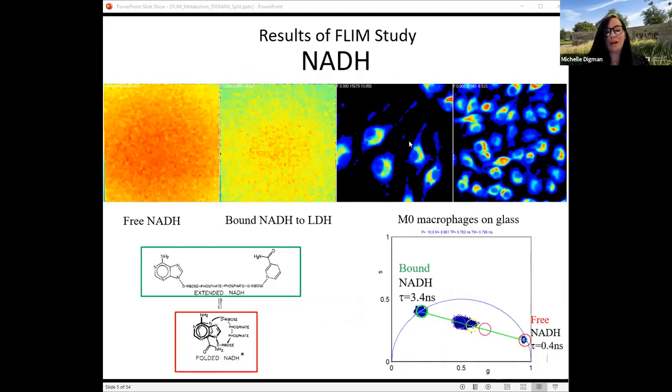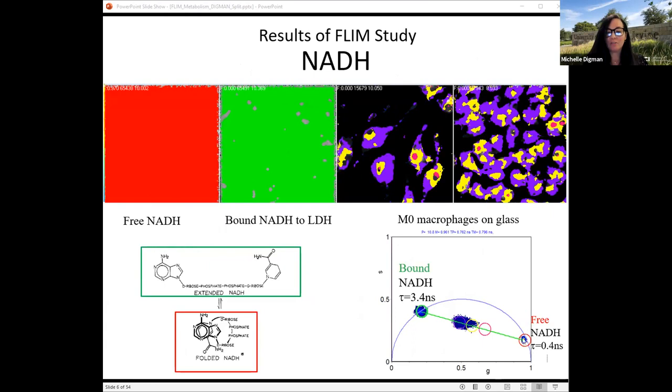So we took these macrophages and looked at the autofluorescence signal. And the first thing to do when you're doing these kinds of experiments is to characterize the free and pure component of the possible fluorescence lifetimes you have in your pixels. So you can take NADH, you can buy this from Sigma, dissolve it in PBS, and you'll notice that the lifetime here is very short.